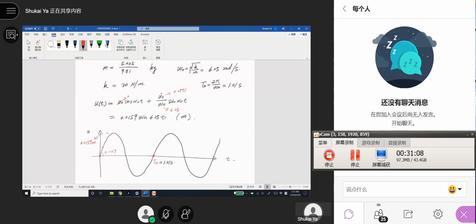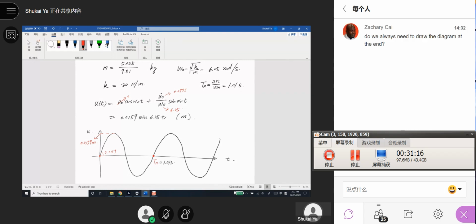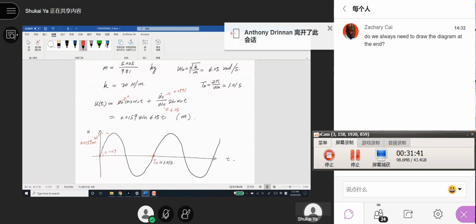Any problem for question 11? Basically, it's pretty easy. Do we always need to draw the diagram? No. This question only requires us to calculate the expression, but I prefer to draw that. In the quiz, it may require you to draw depending on the description of the question. If it asks you to do it, you need to do it. If not, then it's not necessary.